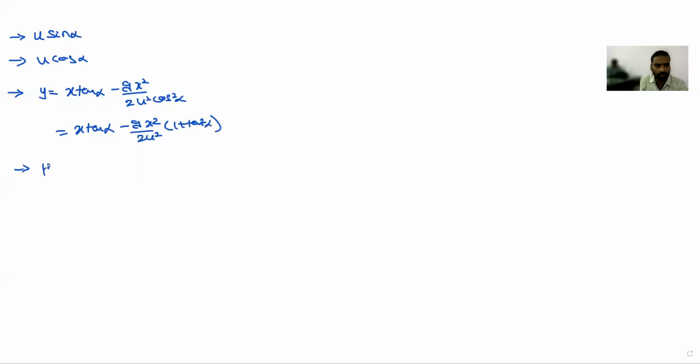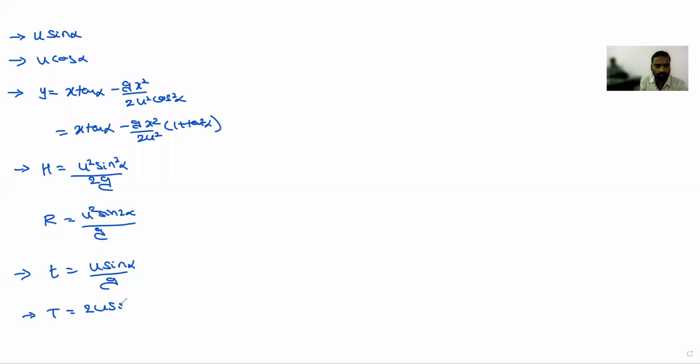Next one is the maximum height formula. H is equal to u square sin square alpha divided by 2g. Correct. Next, range is equal to u square sin 2 alpha divided by g. Correct. Then what is the time taken to reach the maximum height? u sin alpha divided by g. What is the total time of flight? 2 u sin alpha divided by g. Next, to reach the maximum range, what will be the angle of projection? Alpha is equal to 45 degrees.